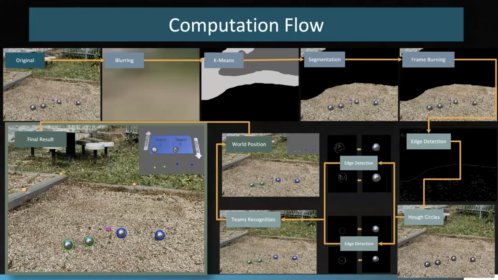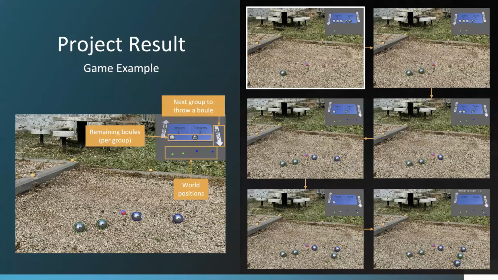To summarize, the computation flow starts with background subtraction, followed by edge detection to find the balls in the image. Then we conclude their position in the world, and finally analyze the data to present it in a convenient guide. To conclude, our final results are displayed here. The flowchart represents a real-life game with progress analysis by our application.